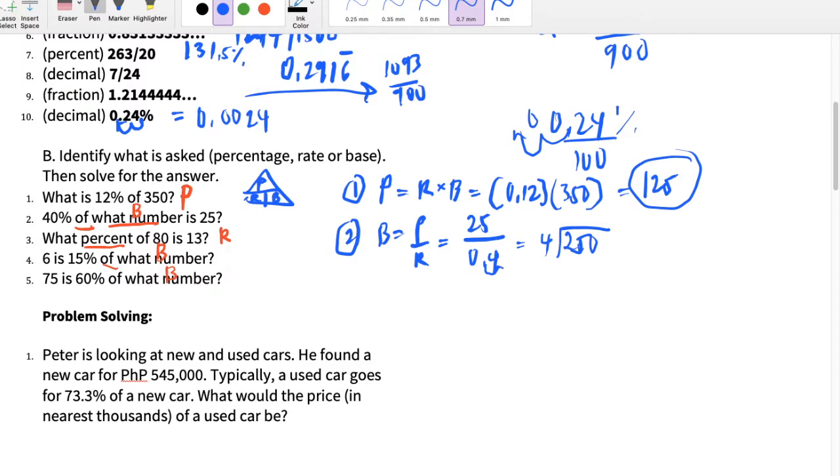25 divided by 4, that's 6. 6 times 4, 24. 10 divided by 4, that's 2. Add 0. So, 20 divided by 4, that's 5. So, the answer here is 62.5.